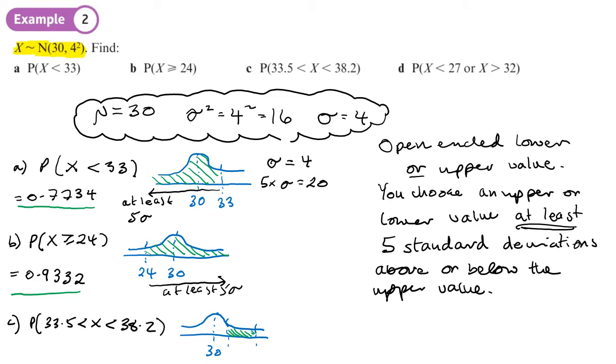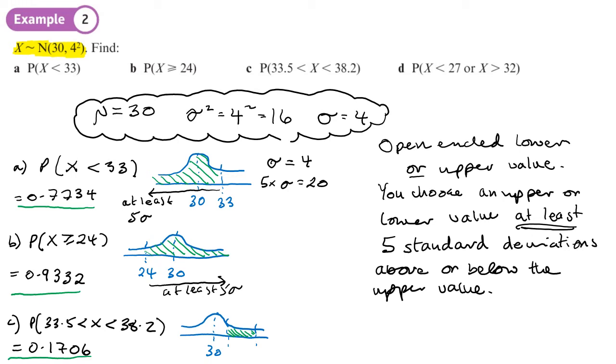33.5 and 38.2. I'm expecting an answer less than 0.5 because that area is less than 0.5. So this one, I do know the lower and upper value. So the lower value is 33.5. The upper value is 38.2. Same standard deviation and mean, and I end up with an area of 0.1706. 0.1706 for that one.